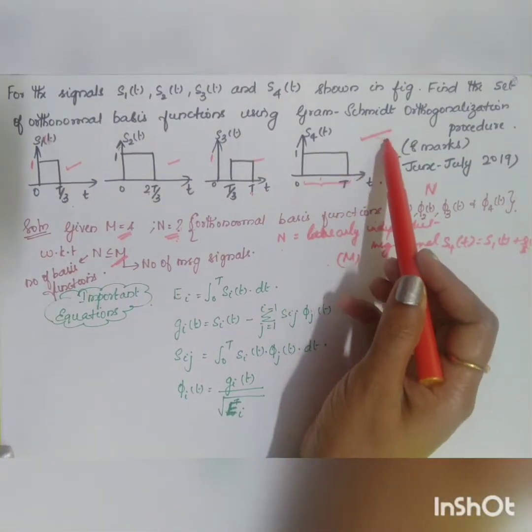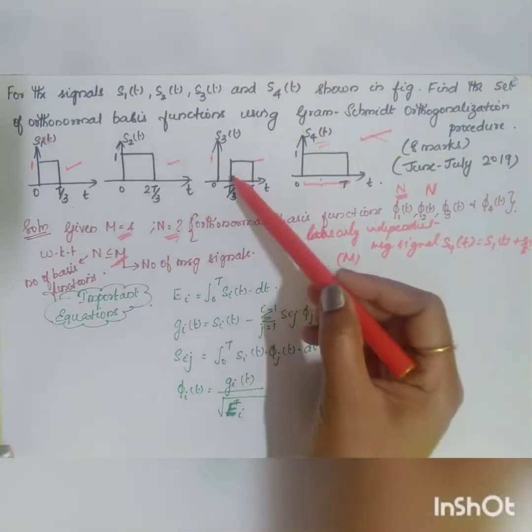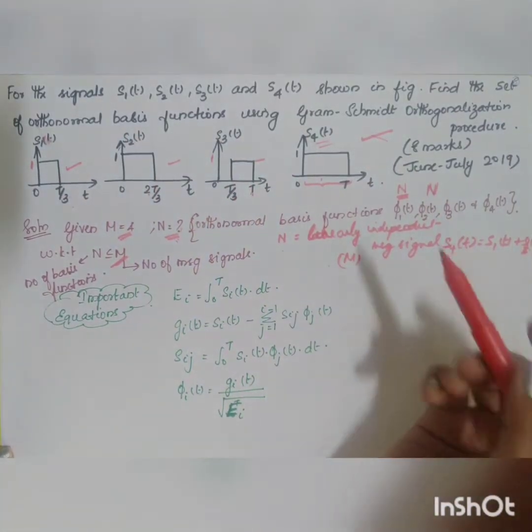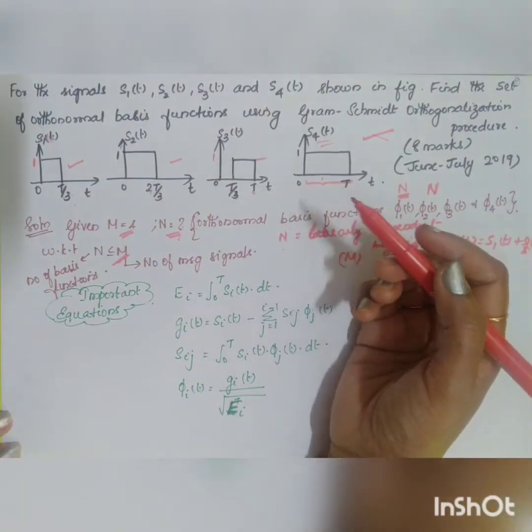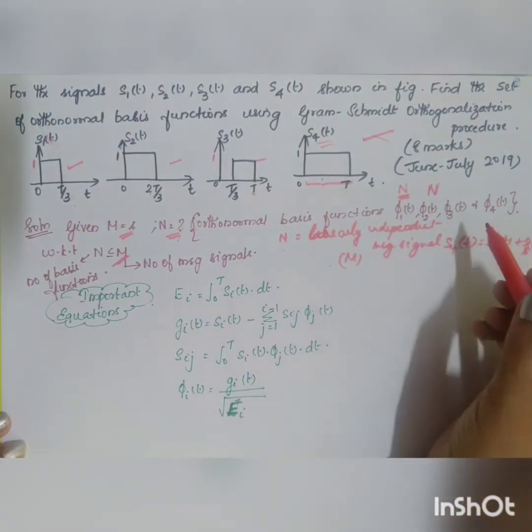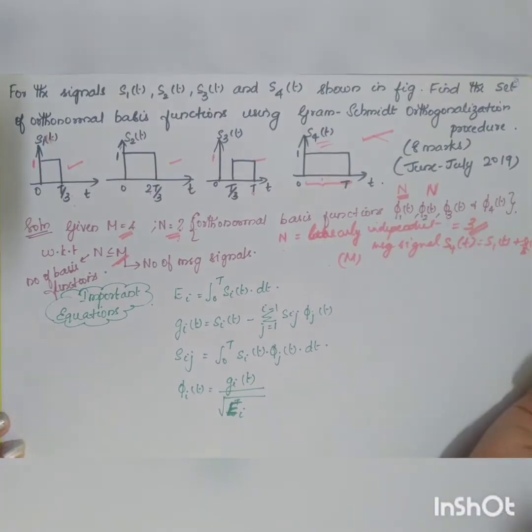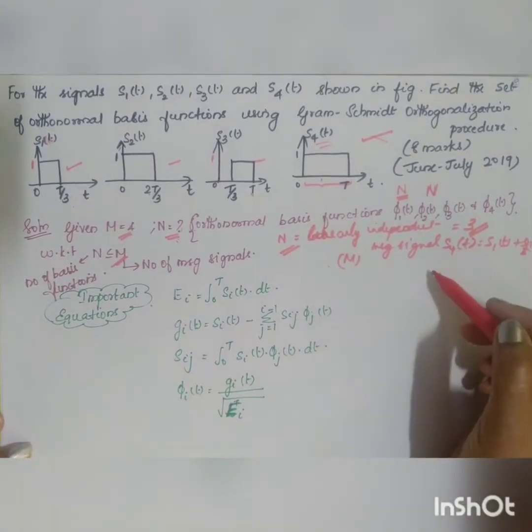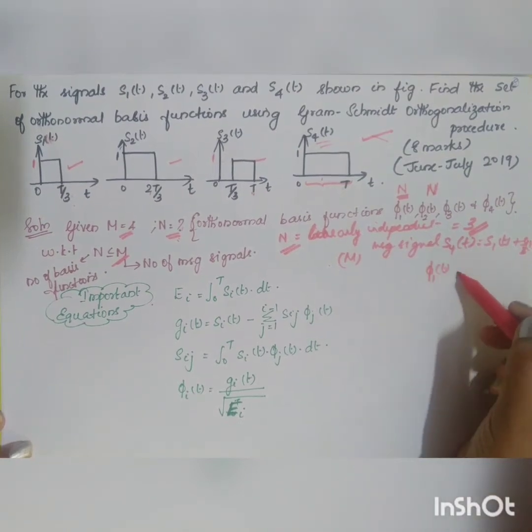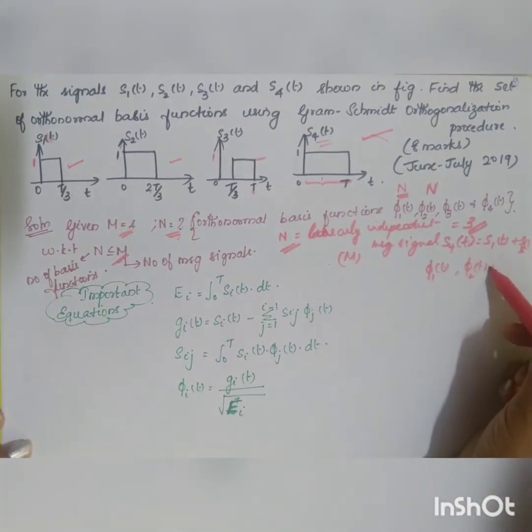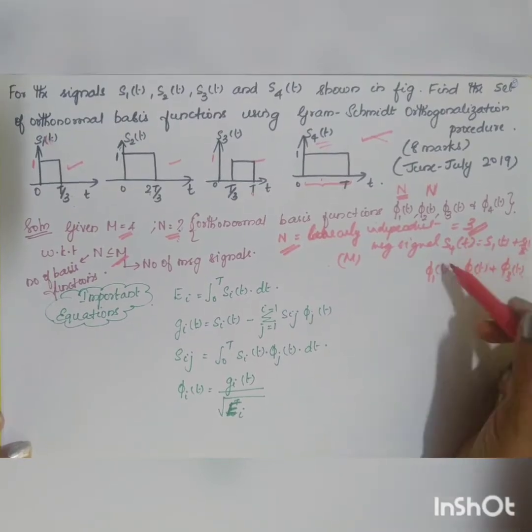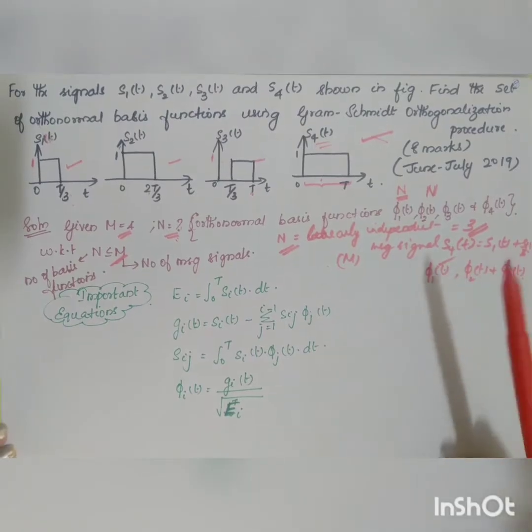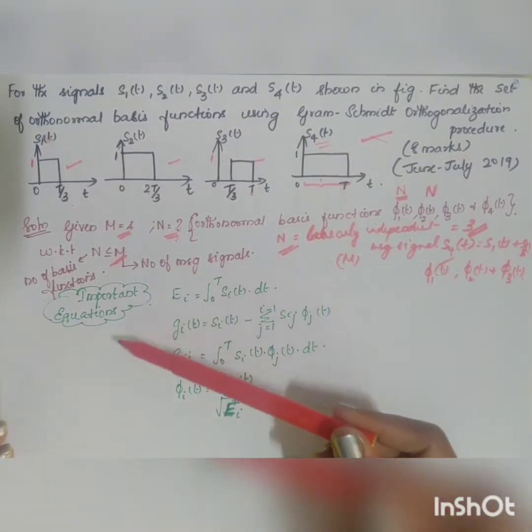So excluding your S4 of t, what are the other signals you have? S1 of t, S2 of t and S3 of t. So the total number of linearly independent message signals is equal to 3. Therefore, your number of orthonormal basis functions is also equal to 3. So you have 3 orthonormal basis functions, that is phi 1 of t, phi 2 of t and phi 3 of t. Okay, this is one shortcut to find out the number of orthonormal basis functions you have. So let us go on to your first step.